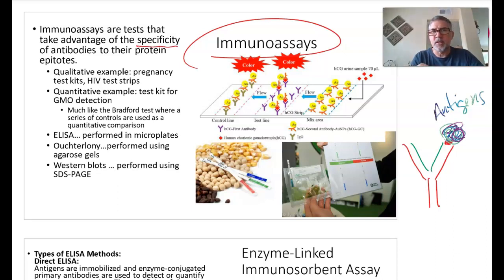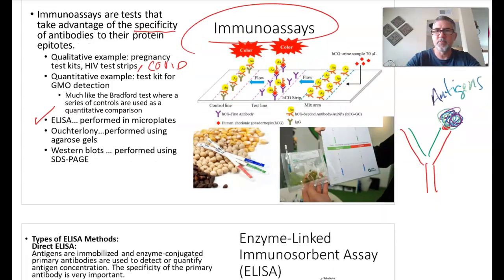So we use it in qualitative tests, right? Qualitative tests are: do you have it or do you not have it? Test kits like HIV, pregnancy test, and then we'll talk about the COVID test, the antibody test. They have GMO test kits. The one we're going to concentrate on today is called ELISA. We'll talk a little more later about Ouchterlony and Western blots, but today we're going to focus on ELISAs mostly.